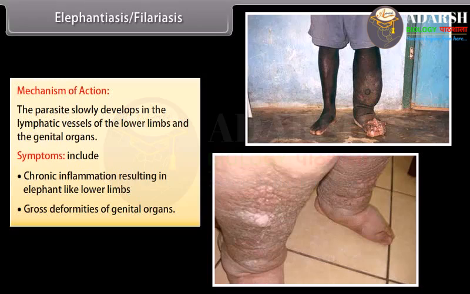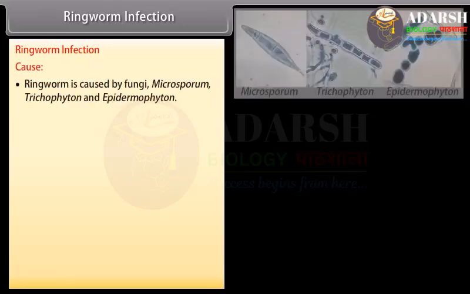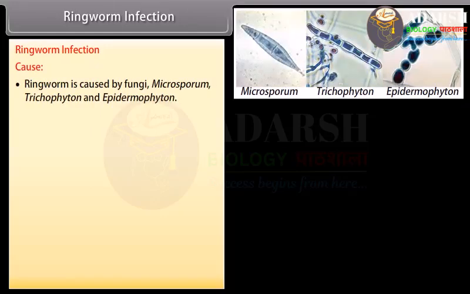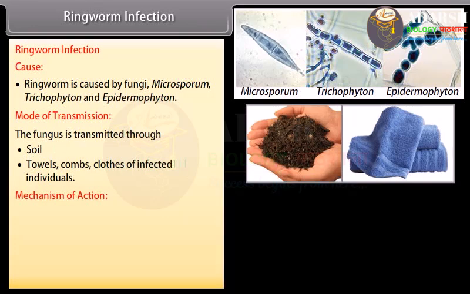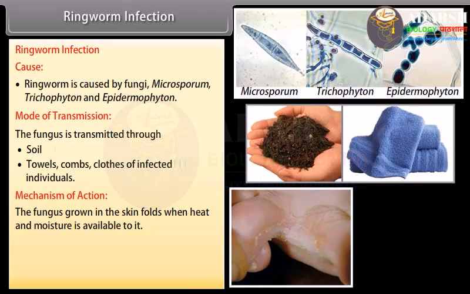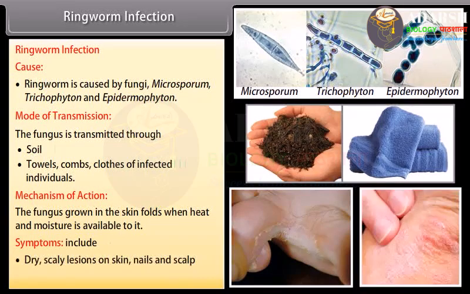Ringworm infection. Cause. Ringworm infection is caused by fungi Microsporum, Trichophyton and Epidermophyton. Mode of transmission. The fungus is transmitted through soil, towels, combs, clothes of infected individuals. Mechanism of action. The fungus grows in the skin folds when heat and moisture are available to it. Symptoms include dry, scaly lesions on skin, nails, and scalp. Intense itching around the lesions.